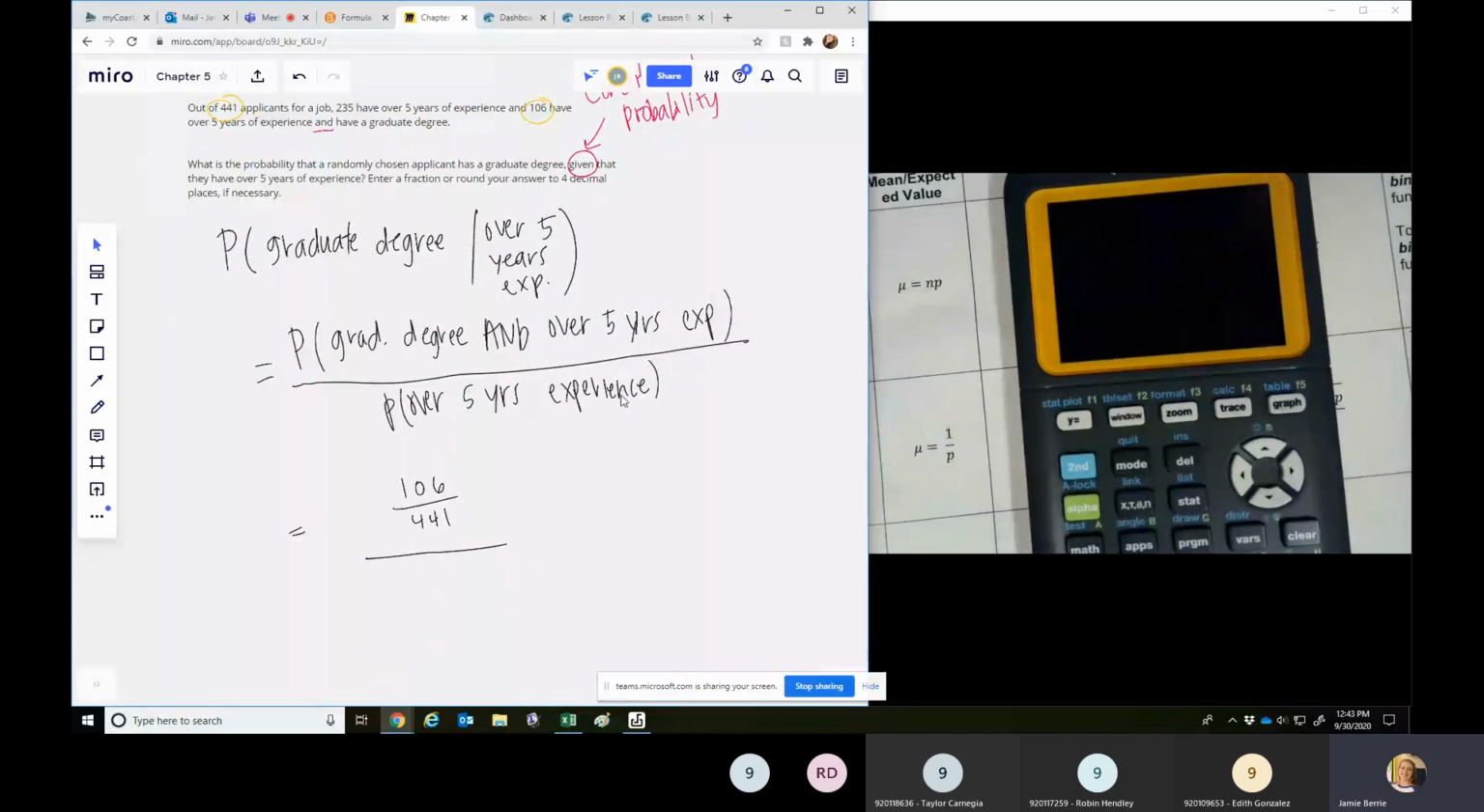Now let's look at the denominator. The denominator says, what's the probability that an applicant has over 5 years experience? It told us that out of the total 441 applicants, 235 had over 5 years experience. So let's plug that in the bottom. The probability that an applicant had over 5 years experience was 235 out of the total.